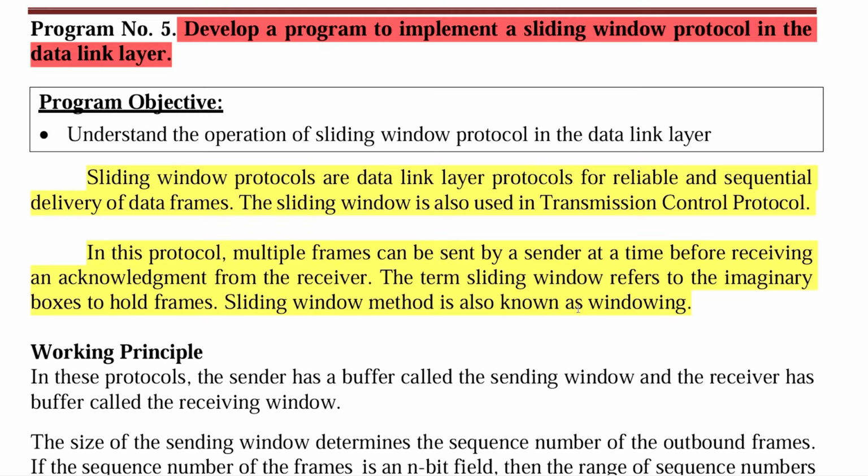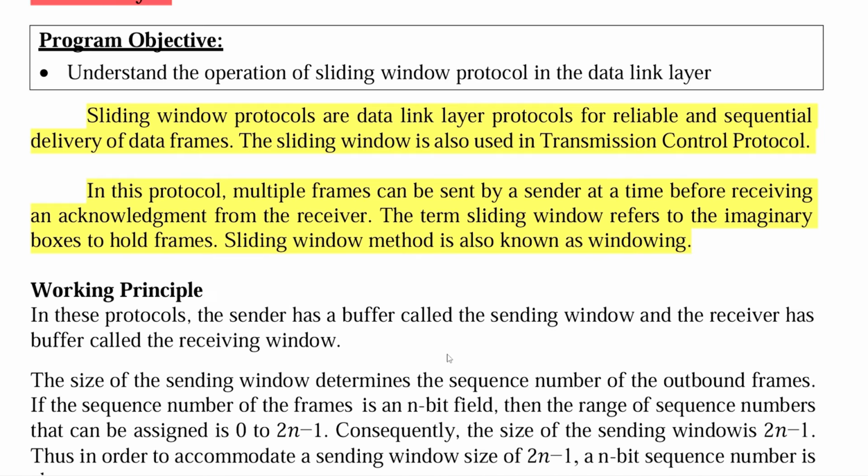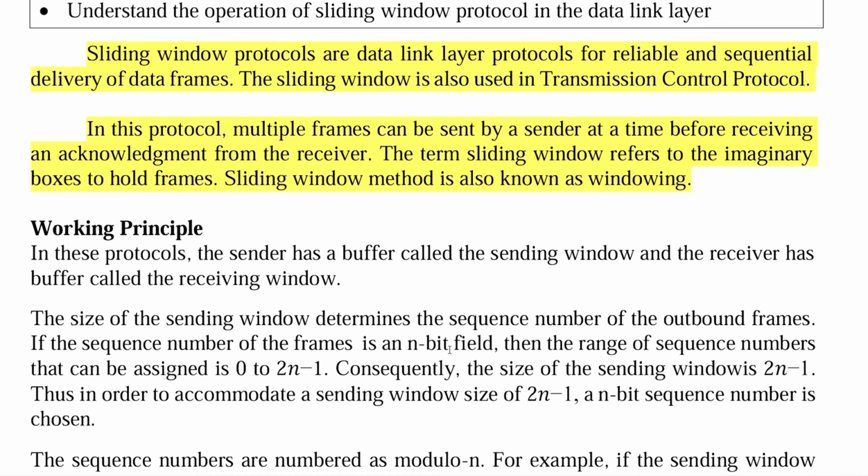Sliding window protocols are data link protocols for reliable and sequential delivery of data frames. The sliding window is also used in Transmission Control Protocol. Here, multiple frames can be sent by a sender at a time before receiving an acknowledgement from the receiver. The sliding window method is also known as windowing.